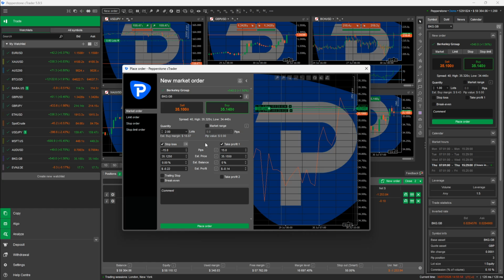Once everything looks correct, decide the direction of your trade. Click Buy if you expect the share price to rise. Click Sell if you expect the share price to fall. After that, wait for the order to be executed by the platform.